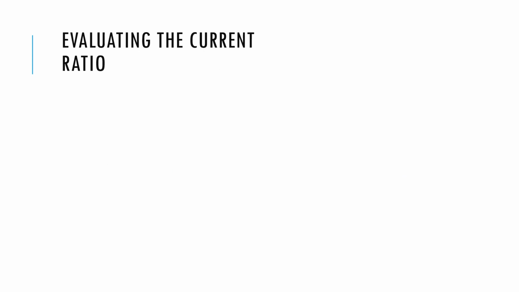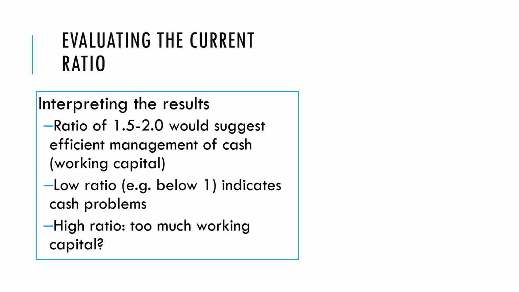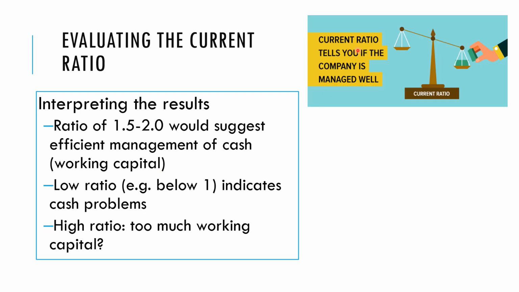So what does this mean? How might we evaluate the current ratio? Well, in terms of interpreting the results, anything between 1.5 and 2 would suggest the business has an efficient level of cash, what we're later going to look at as being working capital, to meet the requirements of the business. So the current ratio tells you if the company is managed well.